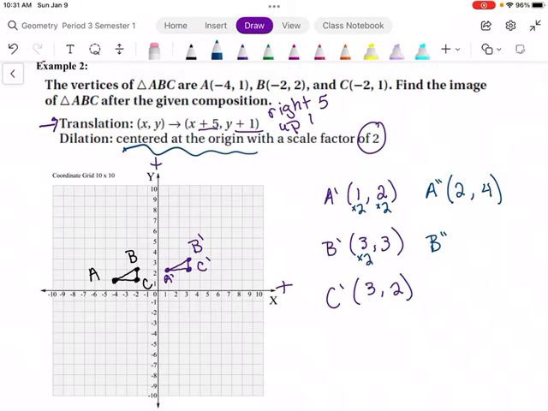And then we do the same thing for the rest of our coordinate points. So you can go ahead and plot those on your grid. And once you're done, you can hit play to check it again to make sure that you got it correct. For B double prime, that one should have been at 6, 6. And for C double prime, you should have got 6, 4 for that one.